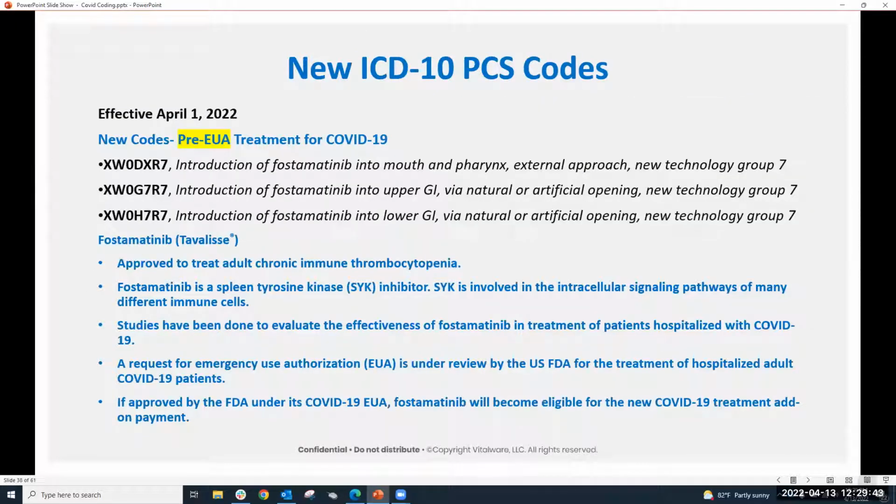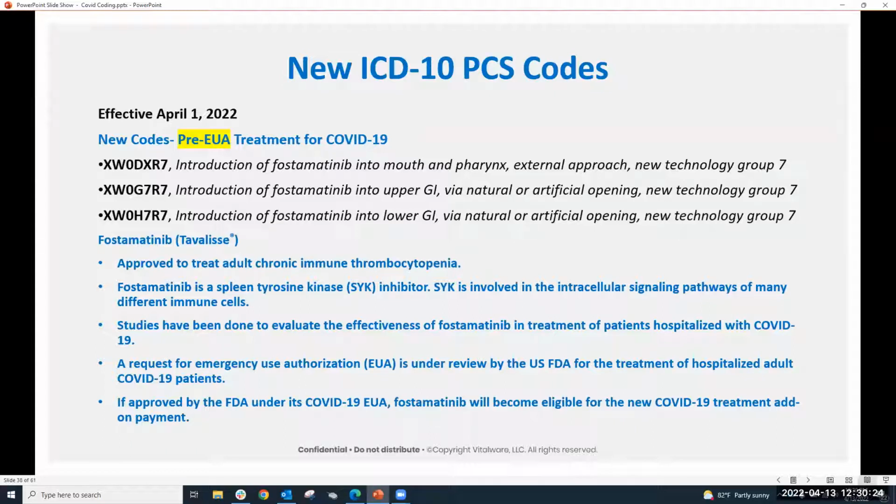Also effective April 1st, CMS released codes for a medication that could potentially be used to treat COVID patients. The medication already exists, and it's called fostamatinib, and it has not been EUA approved for the treatment of COVID yet. But we do have 3 new PCS codes related to this medication, and it's currently approved to treat adult chronic immune thrombocytopenia. I'm not going to pretend to know the mechanism of action here, but it says that it's a spleen tyrosine kinase inhibitor, and it's involved in the intracellular signaling pathways of many different immune cells.